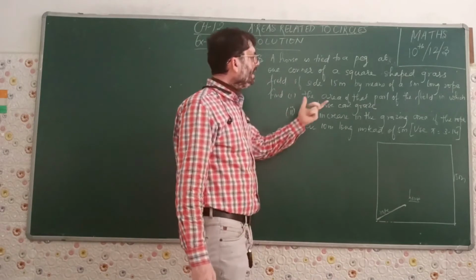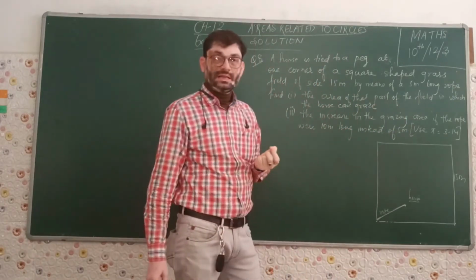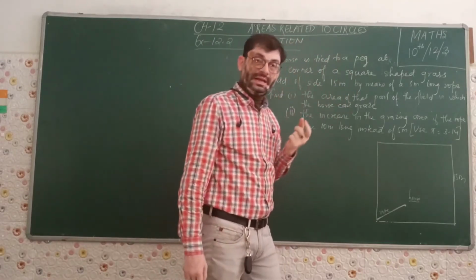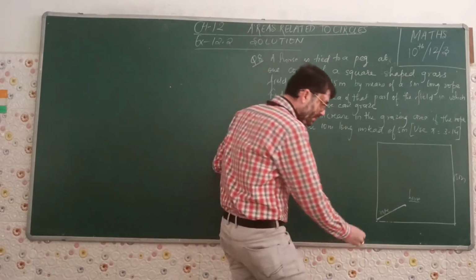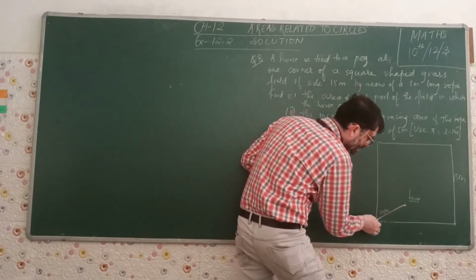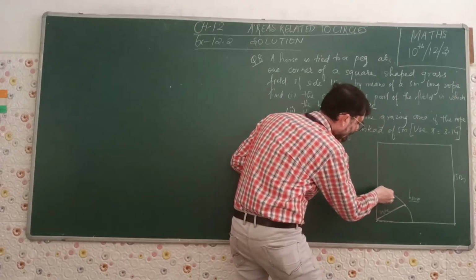Fine, bit one. The area of the part of the field in which the horse can graze. How much area can the horse graze with a rope of 5 meters tied to it? Suppose this is a 5 meter long rope tied to it. Maximum the horse can move is 5 meters and it can graze this one.